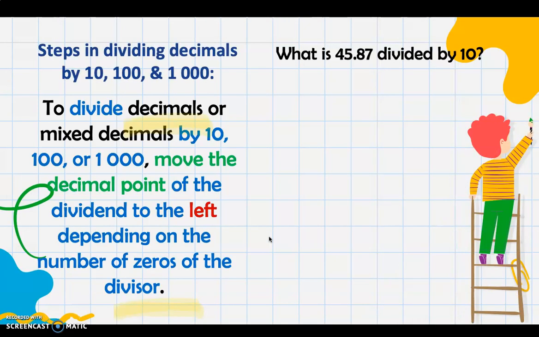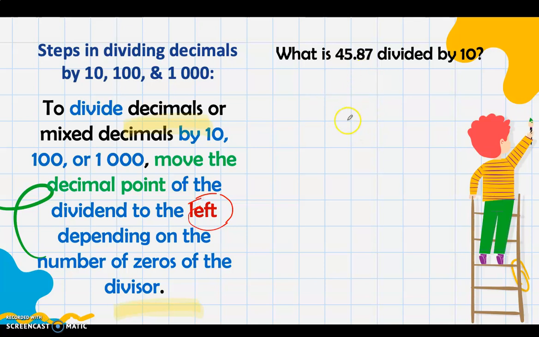So here's what you're going to do. To divide decimals or mixed decimals by 10, 100, or 1000, you just have to move the decimal point of the dividend to the left depending on the number of zeros of the divisor. So basically, you don't need to do the process of dividing manually. You just have to move. That's the way when the divisor is 10, 100, or 1000.